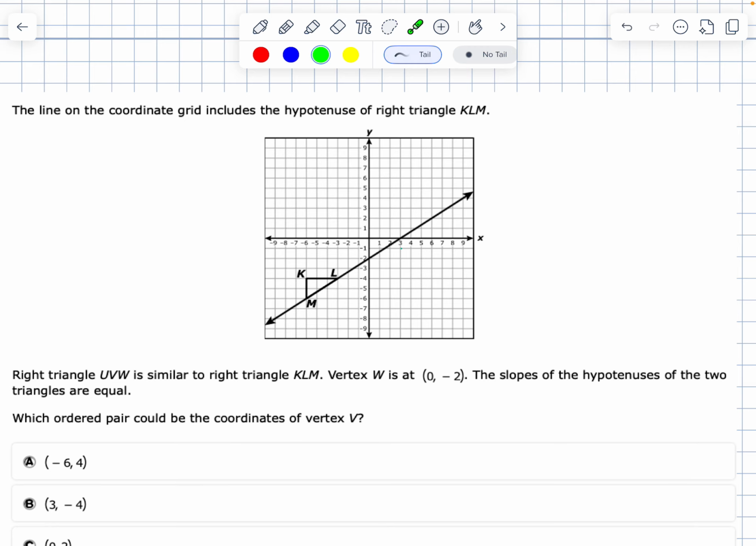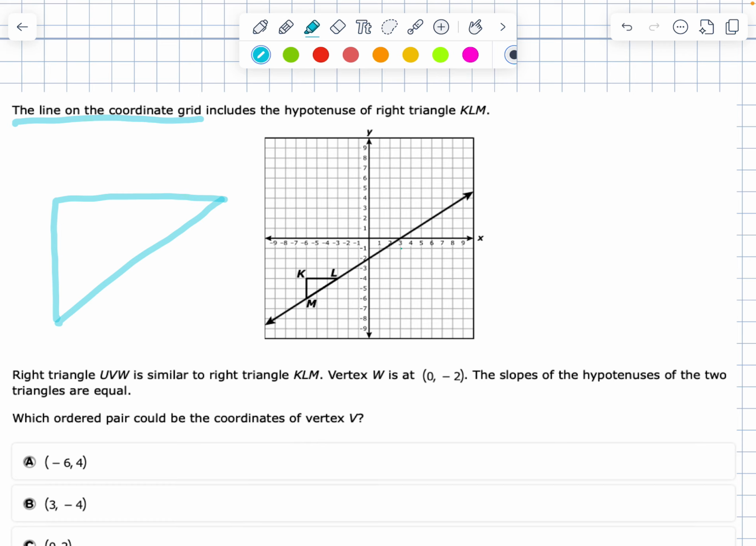There's quite a bit to unpack here, so let's take a look at everything they're telling us. Number one, they're talking to us about a right triangle. We have to know where the hypotenuse is. They do give you the clue here. It says the line includes the hypotenuse. So just in case you didn't know, they're telling you, which is kind of cool. And the other way to know is that the right angle is pointing to the hypotenuse. It's always the longest side on a right triangle.